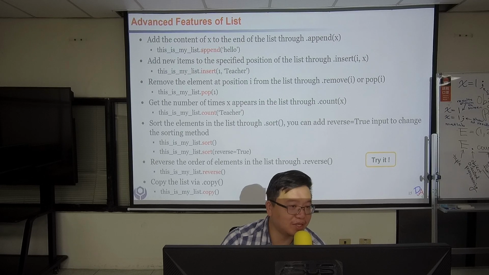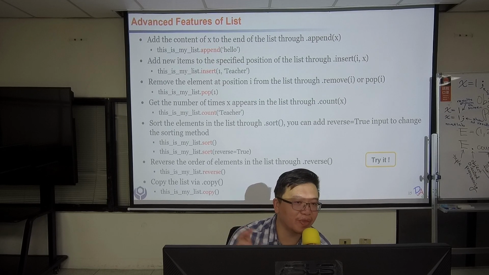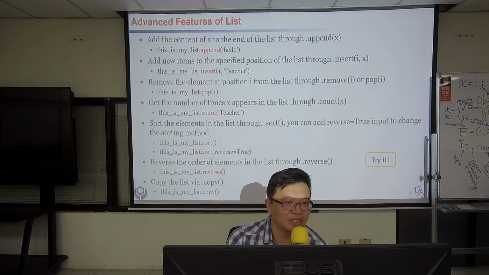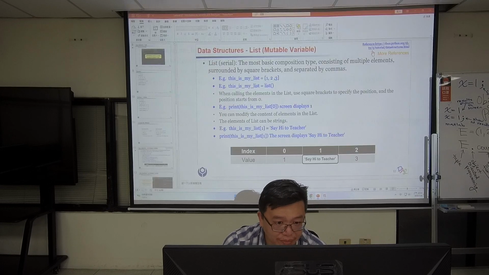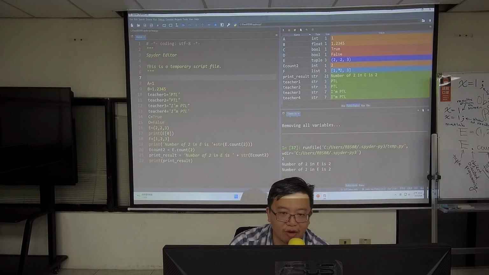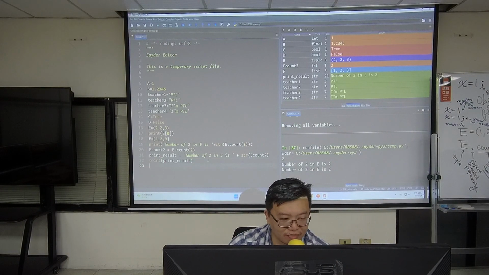Something is called append. Append is like adding one more thing to the list. Insert is like adding something but applied to a certain location, a certain spot. Let me show you the difference. Append and insert. So right now I already have a list 1, 2, 3. I'm going to do this at the bottom.